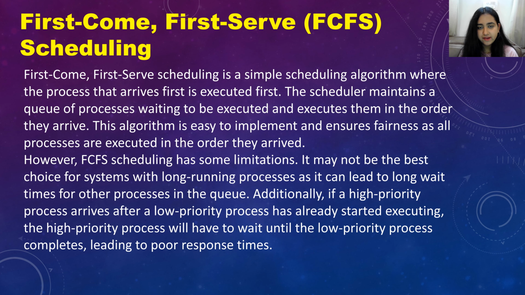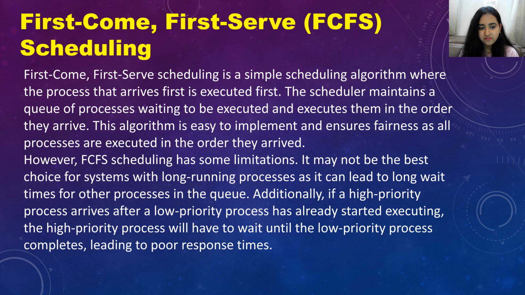First come first serve, FCFS scheduling. First come first serve scheduling is a simple scheduling algorithm where the process that arrives first is executed first. The scheduler maintains a queue of processes waiting to be executed and executes them in the order they arrive. This algorithm is easy to implement and ensures fairness as all processes are executed in the order they arrived.